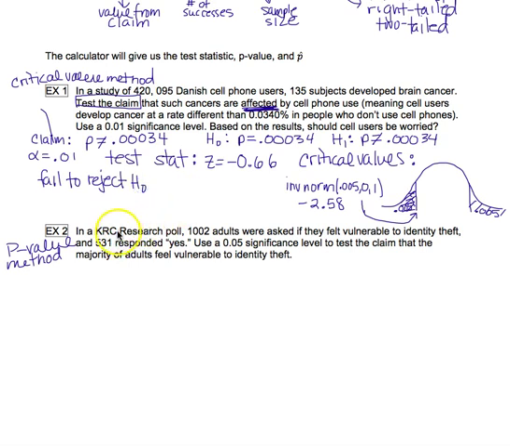And that means, remember that we look to see if the claim includes equality, which it does not. This is a not equal to for the claim. So that means we're going to use support as opposed to warrant rejection. Because we failed to reject, that means there is not sufficient evidence.